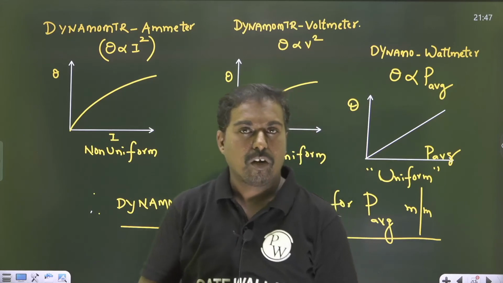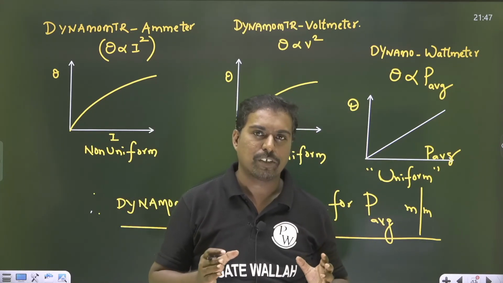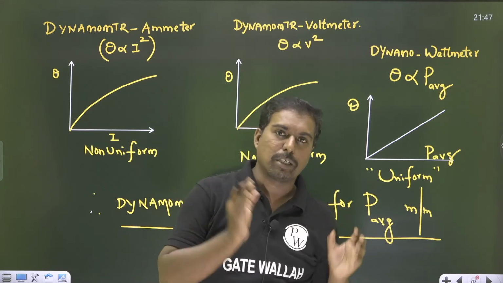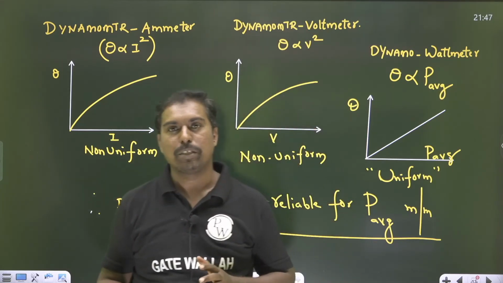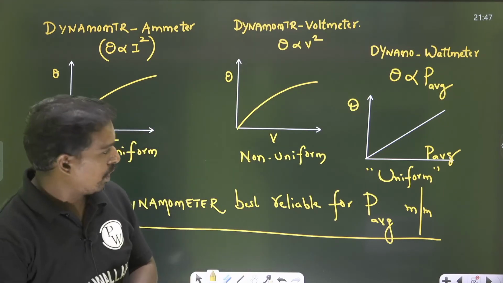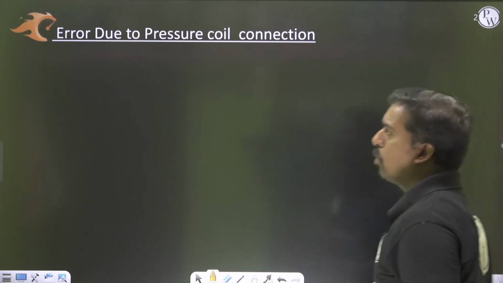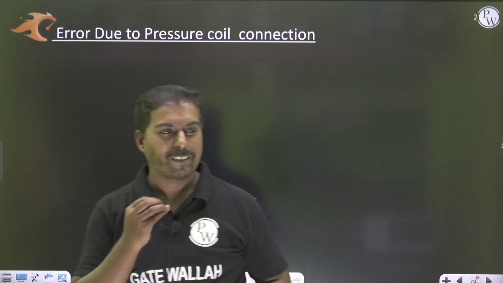Is it visible, audible? Okay. So I have given you in this particular session the dynamometer type ammeter, dynamometer type voltmeter, and dynamometer type wattmeter. Okay. So now let us move to the next important point, error due to the pressure coil connection.